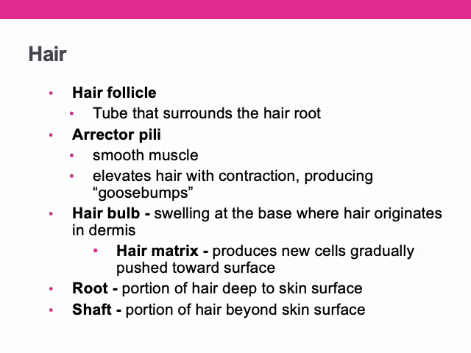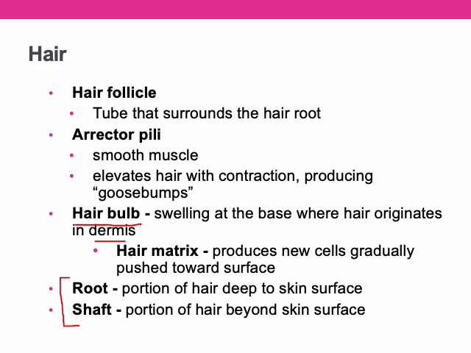The hair is divided into two parts. The first one is the root, and the other one is the shaft. The root is the part that is in the skin and deep to the skin surface. The shaft is the portion of the hair that extends beyond the skin, so it's what you see of your hair. In the root, you can find the bulb, and basically, this is where the hair originates, and it's found in the dermis.